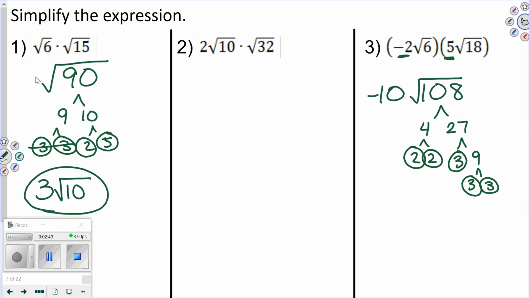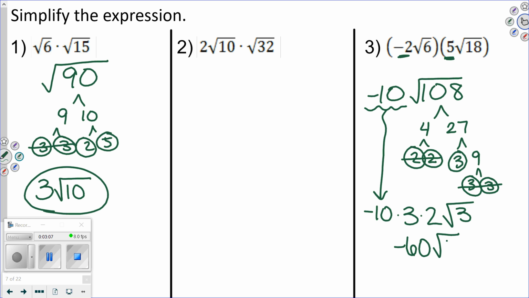So we got a pair of 3s, so that comes out as a 3. Pair of 2s, that comes out as a 2. Only leftover I have is that 3, so a leftover 3 inside the radical. And don't forget you had that guy out front, right? That negative 10 has to come down as well. So the negative 10 times 3 times 2 is negative 60, and then radical 3.